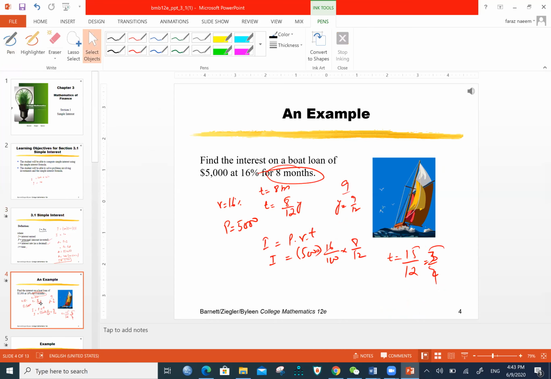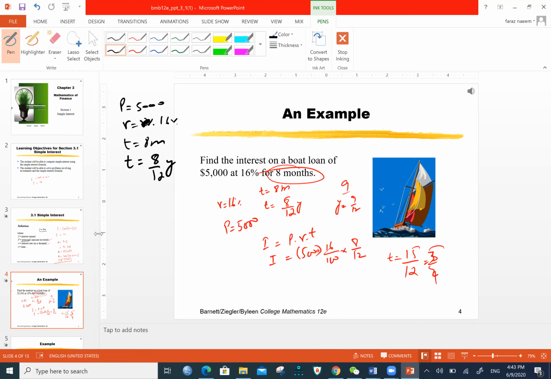So here you can see: find the interest on a boat loan of $5,000. You need to pay interest on $5,000. Whatever you see as the big amount, that would most of the time be your principal amount. R is your interest rate, 16%, and time is 8 months. So we convert 8 months into years, it will become 8 by 12.